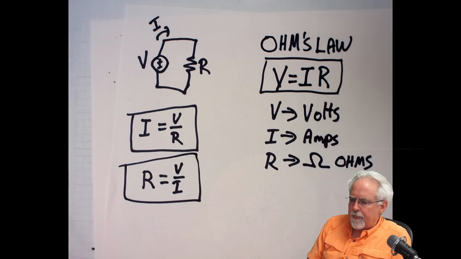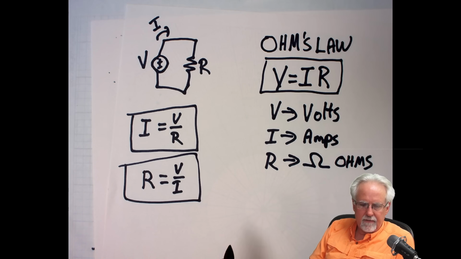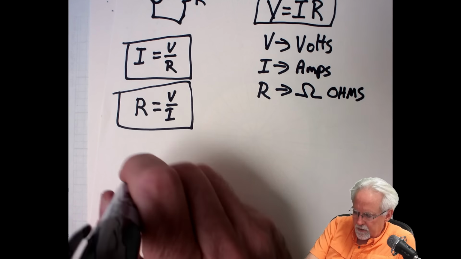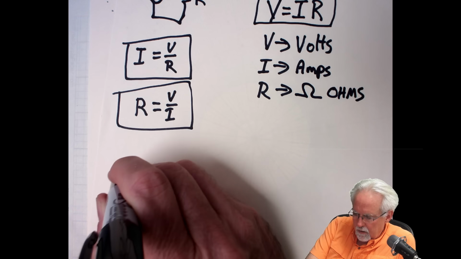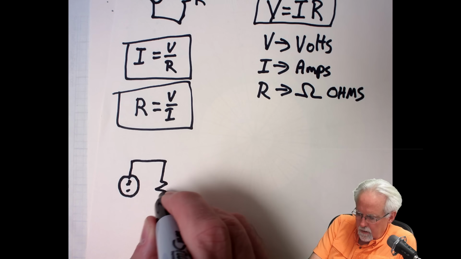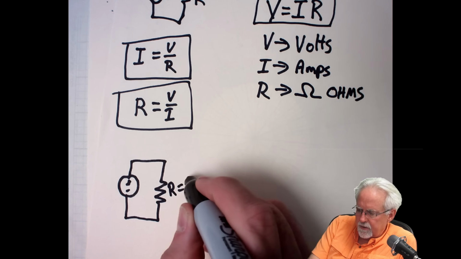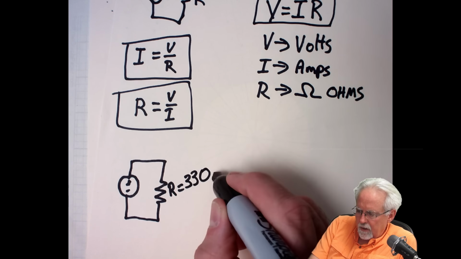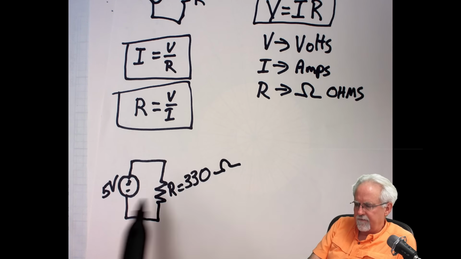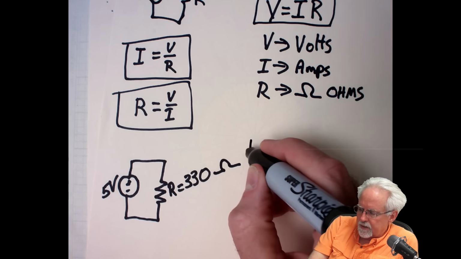They're all equivalent, but what you want to do is pick the one that matches the problem that you have. And so let's just come up with a problem here, okay? And man, I'm going to try so hard to draw a neat one. Okay. So let's say this R is equal to 330 ohms, and this is 5 volts. Okay, so I have 5 volts across 330 ohms. The question is, what is the current?